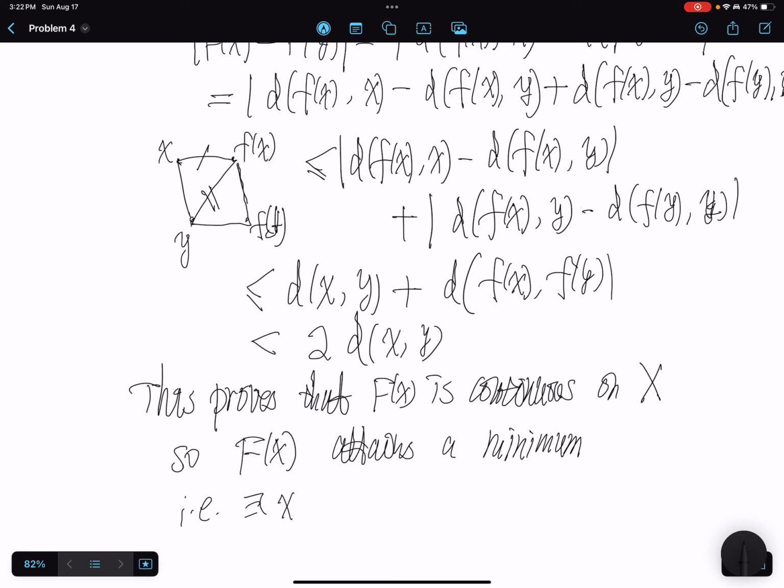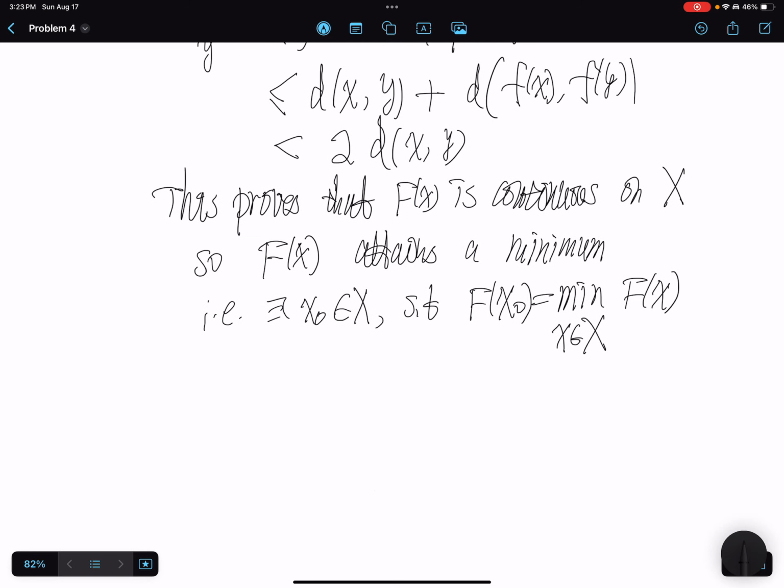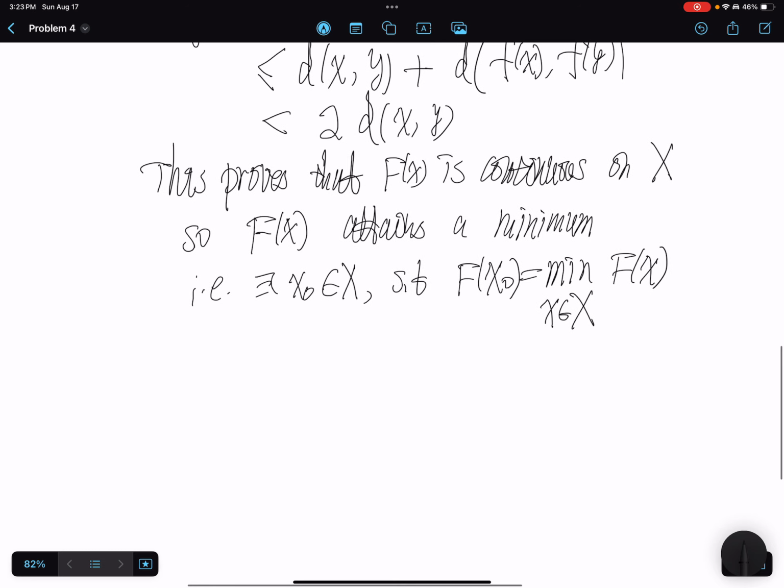That means there is x sub 0 in X such that g of x0 is the minimum of all g of x, where x is in X. So now we claim this x0 is what we are looking for, the fixed point. We claim f of x0 is x0. Then we are done.